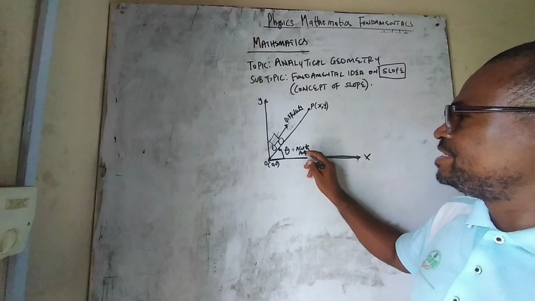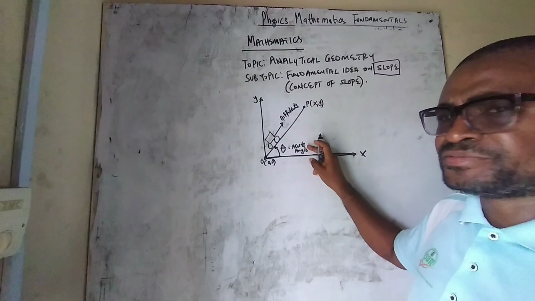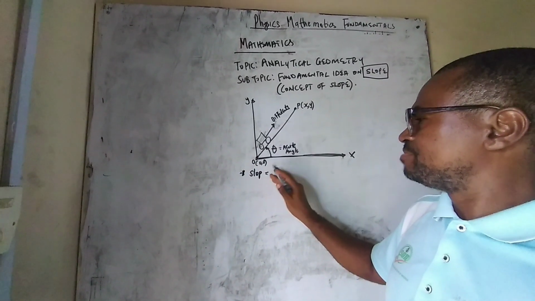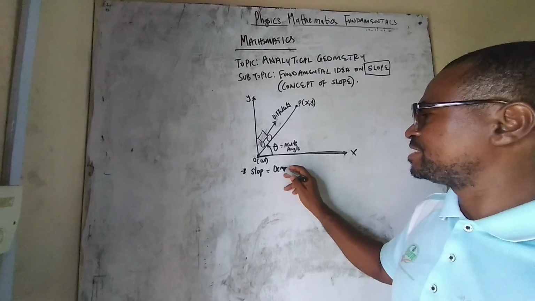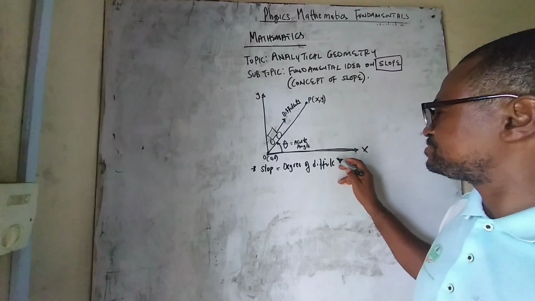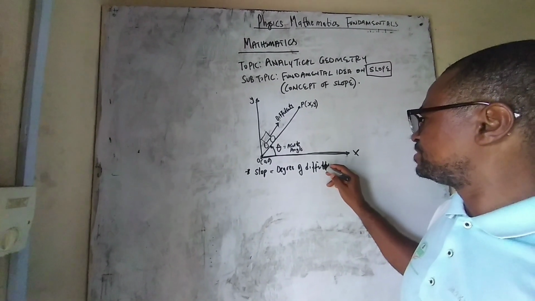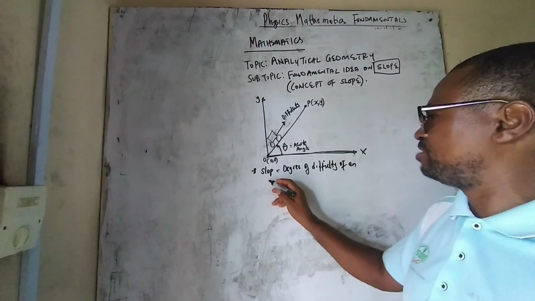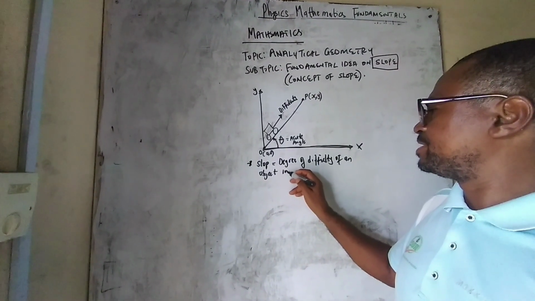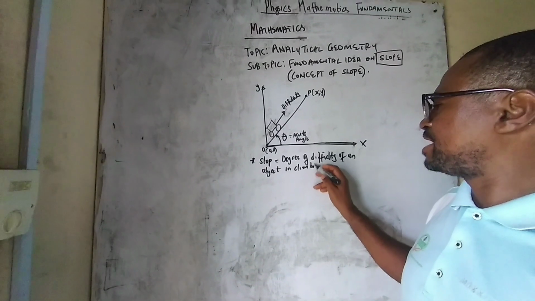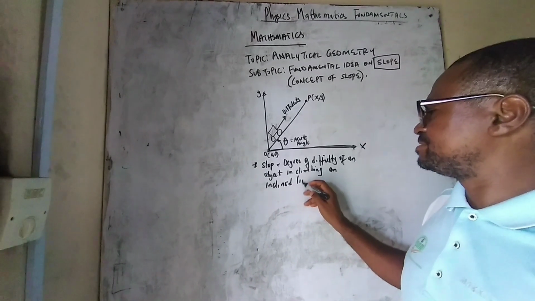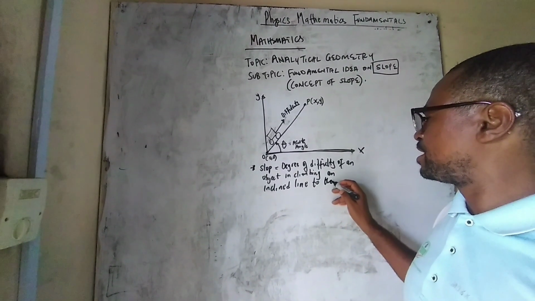In this case, the angle is an acute angle. So my definition 1 on slope: slope can be thought of as the degree of difficulty of an object in climbing an inclined line to the horizontal.